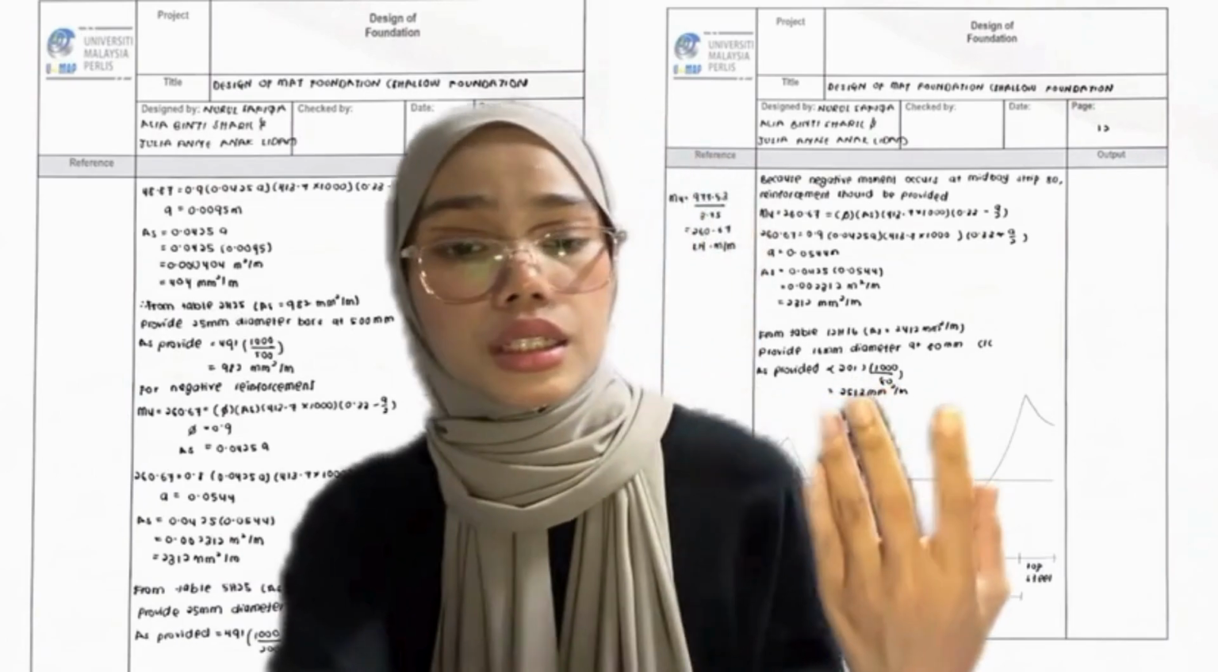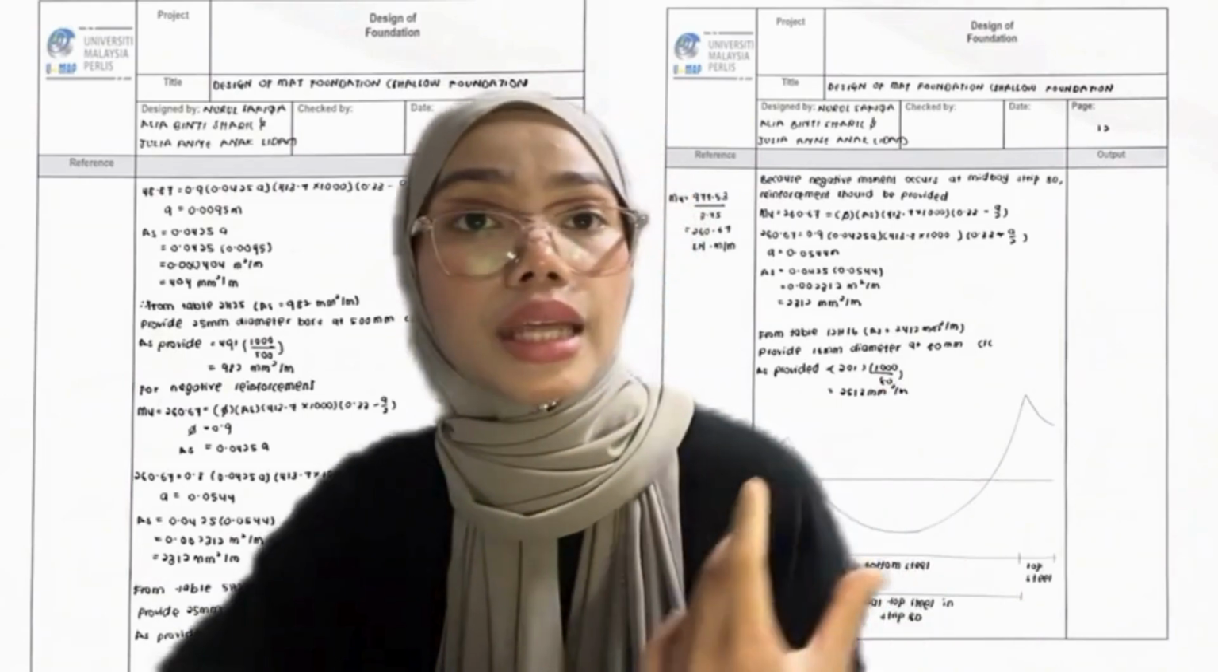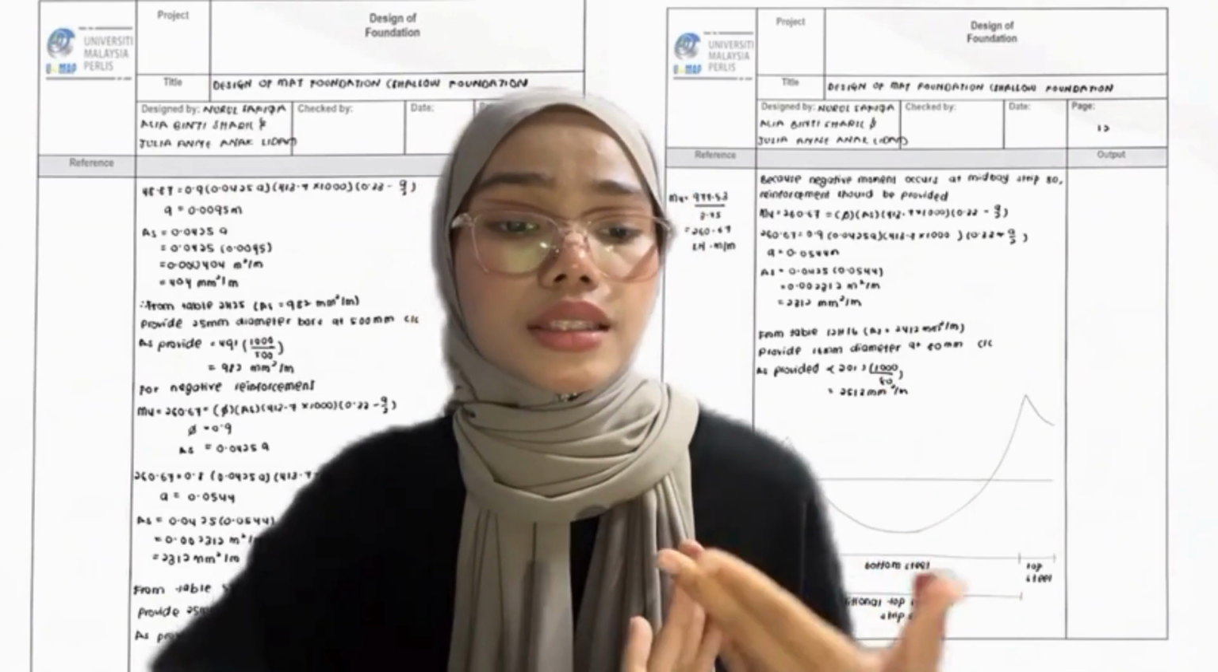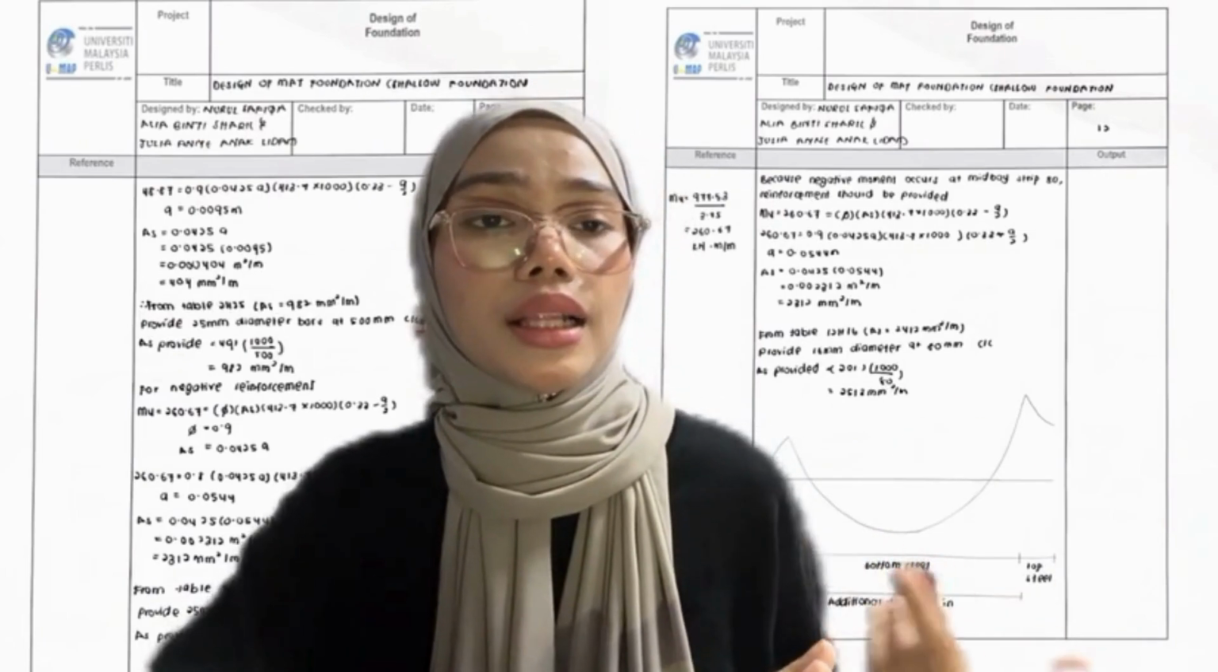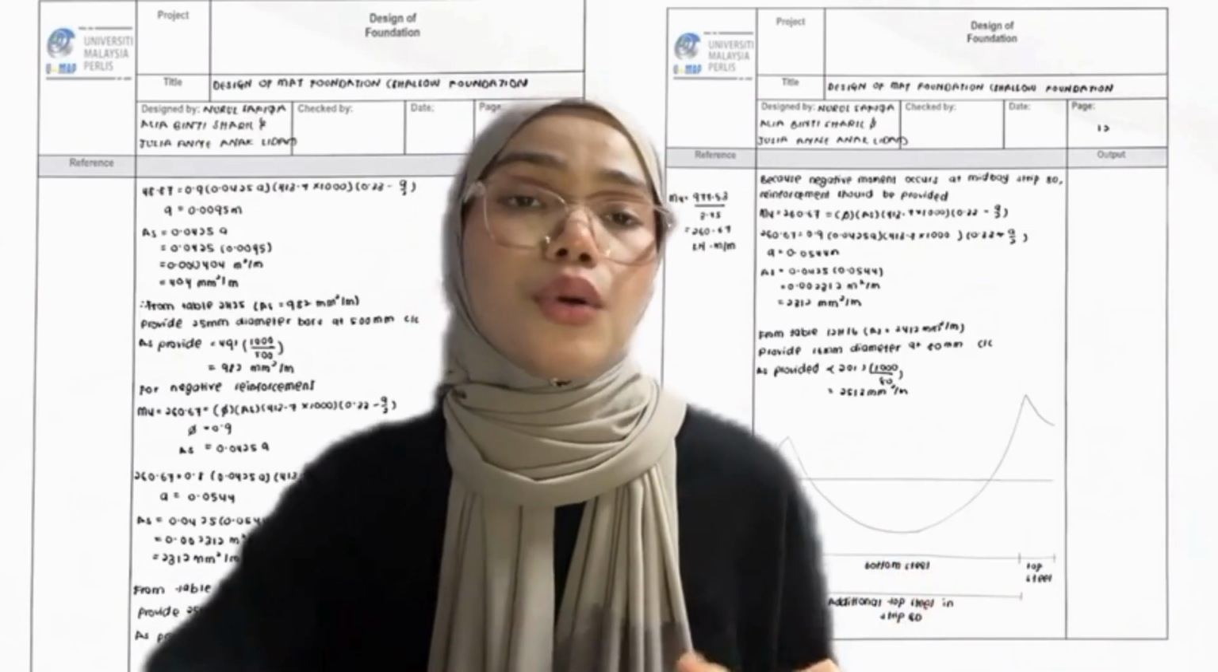This is the table and this is the diagram. At the left and right is the top steel, while in the middle is the bottom steel.